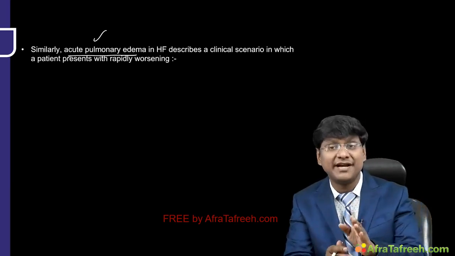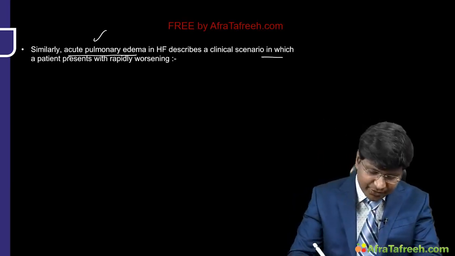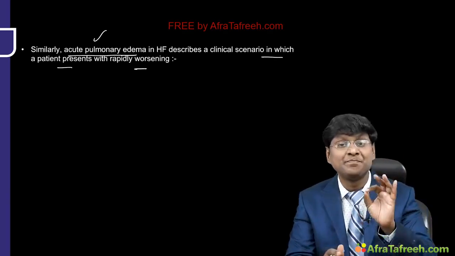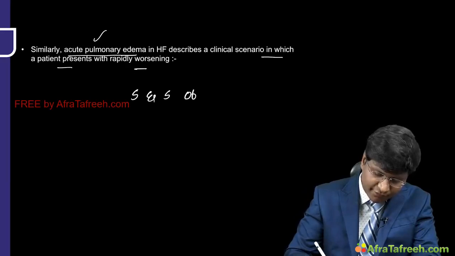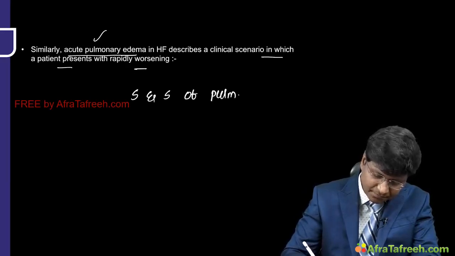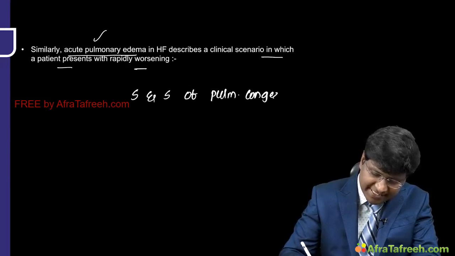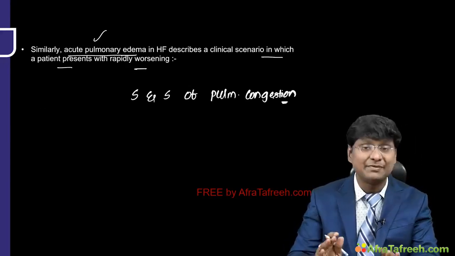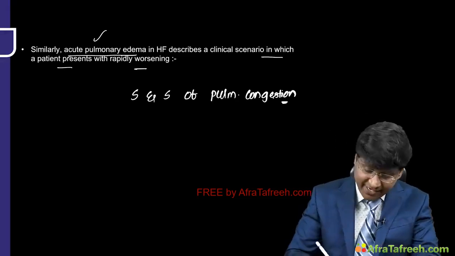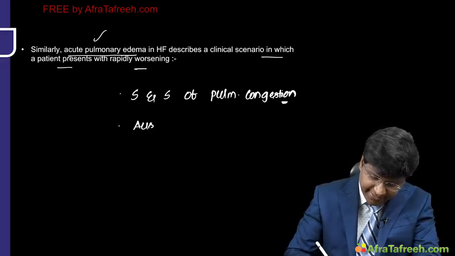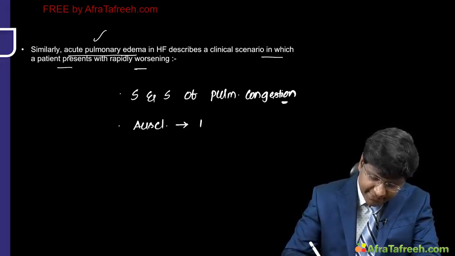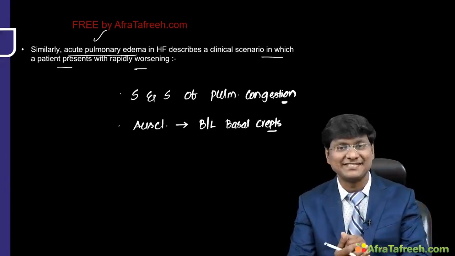So acute pulmonary edema describes the clinical scenario in which patients present with rapidly worsening signs as well as symptoms of pulmonary congestion. Now, what will be the signs and symptoms of pulmonary congestion? That will be acute onset dyspnea. And when you auscultate these patients, you will hear the presence of bilateral basal crepitations.